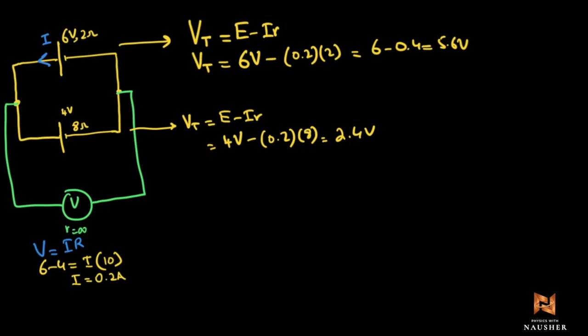I told you something, if you remember. This cell is discharging because the current is leaving the positive terminal. So when you discharge, your terminal potential difference decreases, so E minus IR. EMF minus IR whenever the cell is discharging. But what about this cell? Is the current leaving or entering the positive terminal? The answer is the current is entering the positive terminal.